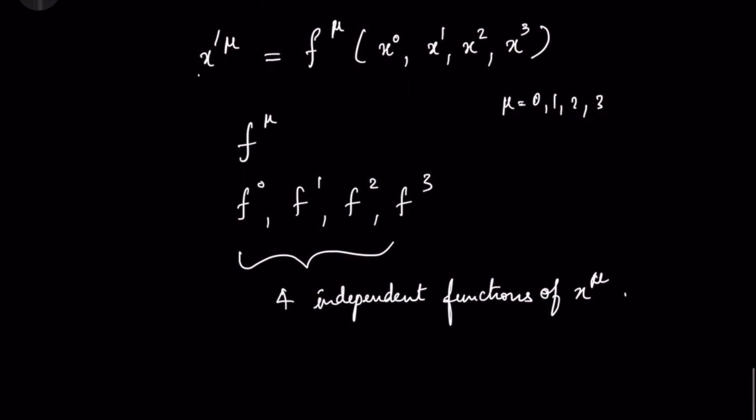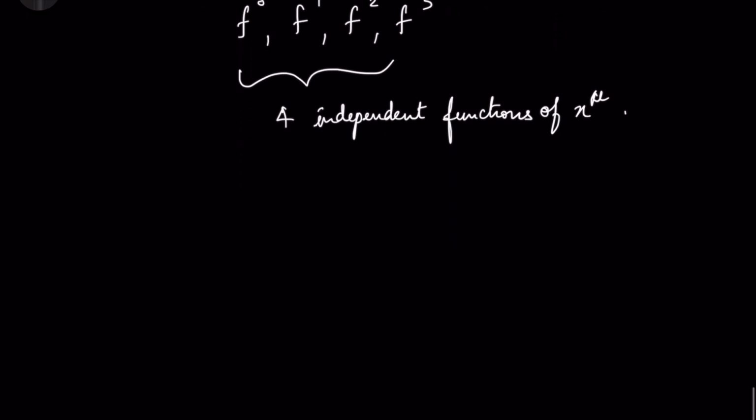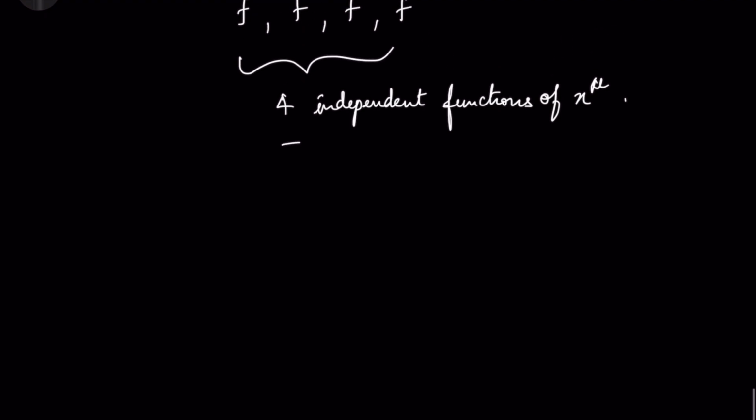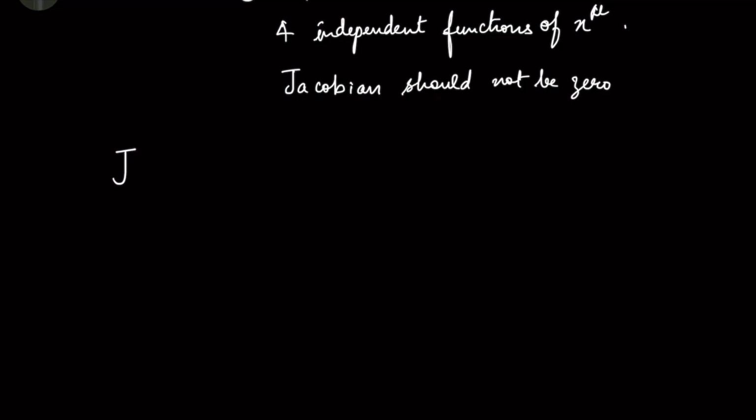So how do you check whether the given relation is linearly dependent or independent? There is a necessary and sufficient condition for checking. The necessary and sufficient condition for f mu to be independent of each other is that their Jacobian should not be 0, right? I hope all of you have learned this, taking the determinant, in mathematical physics. It's called the Jacobian.